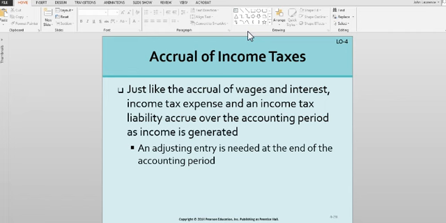And in turn, you now need to record a debit to your income tax expense account, which is an income statement account, and a credit to a liability account, which would be accrued taxes payable. And when you then make payments for your income taxes, of course, it just decreases that accrued income taxes payable account.